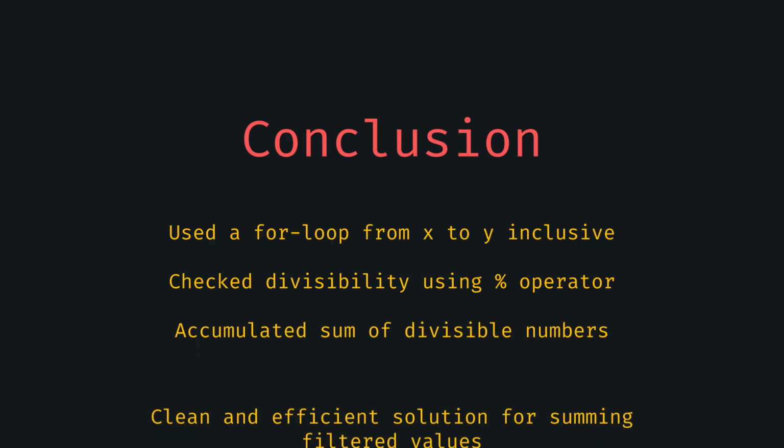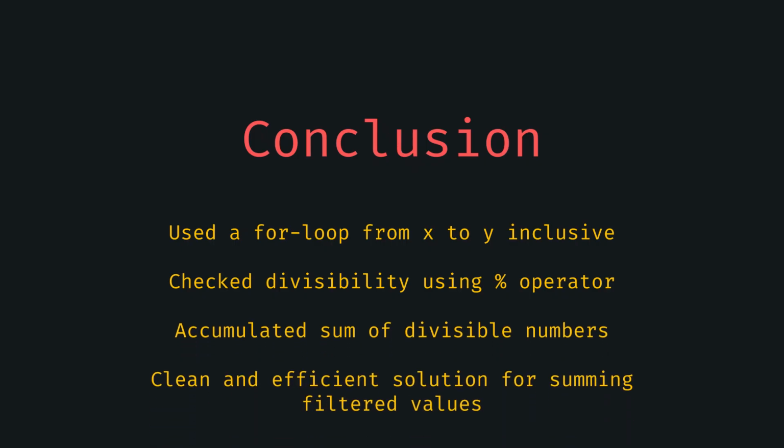To wrap up, we've created a JavaScript function that sums all numbers divisible by a given number, n, within the range from x to y. We've looped through the range, used the modulo operator to filter divisible numbers, and accumulated the total. This is a simple but powerful technique for many practical problems.